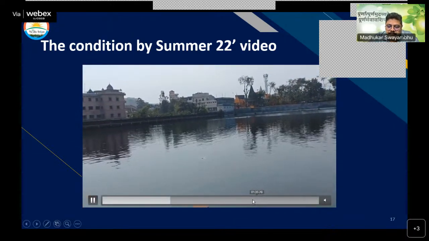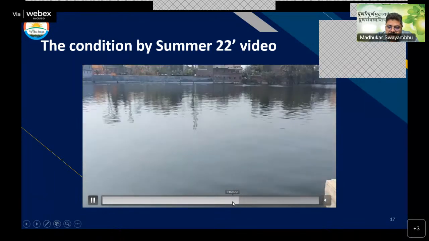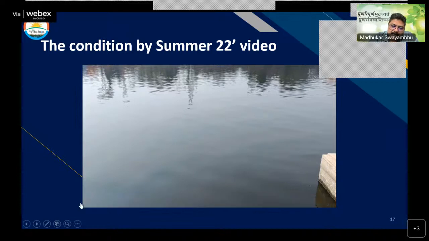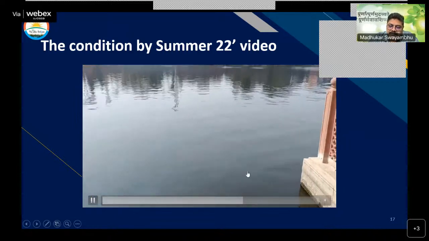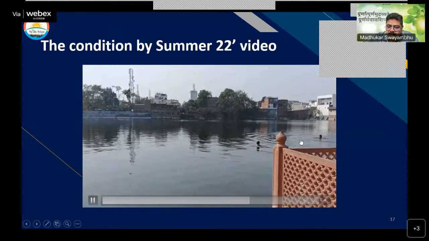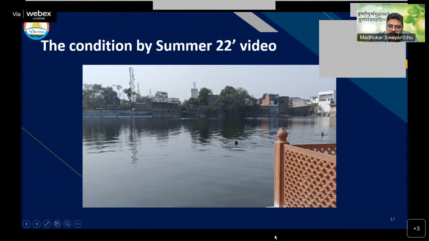So this was the condition. Again, if you look at this, the platform was actually submerged under water. Almost 2.5 feet of water is above the surface. Now these kids have started swimming. They have jumped out of the boat.